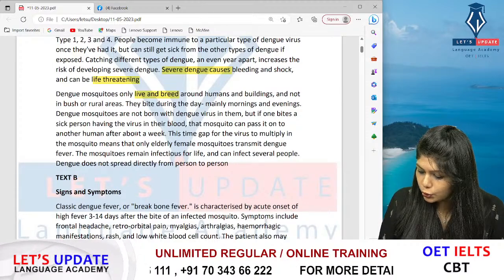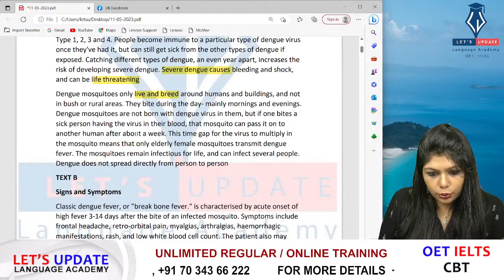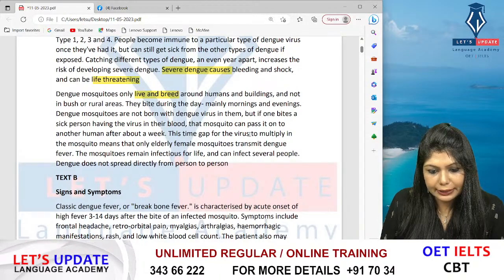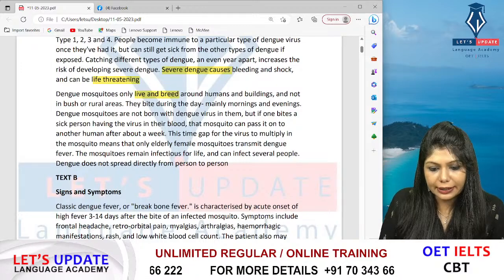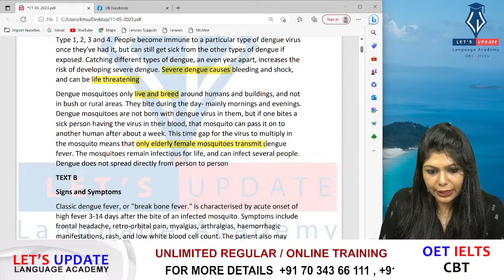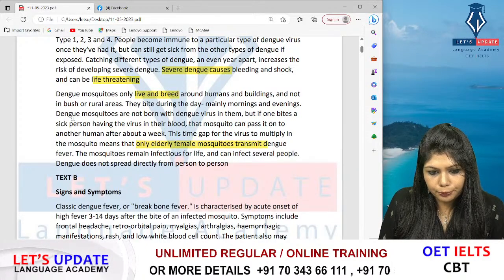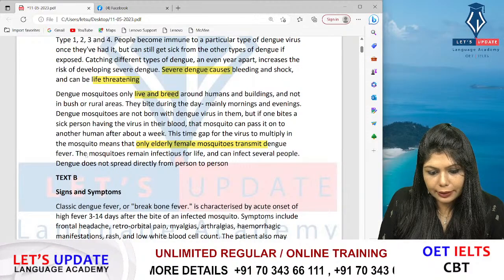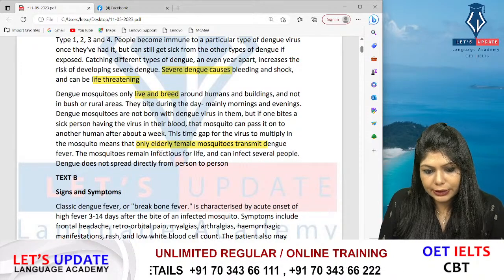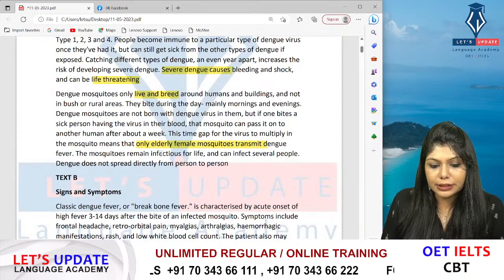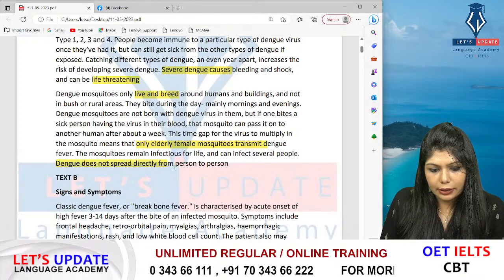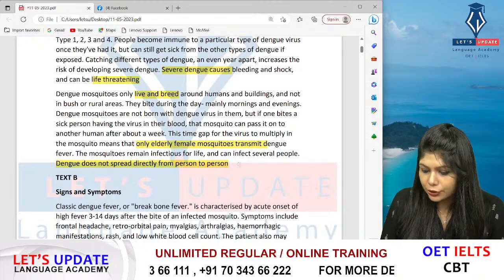This time gap for the virus to multiply in the mosquito means that only elderly female mosquitoes transmit dengue fever. So only elderly female mosquitoes transmit it. Then the mosquitoes remain infectious for life and can infect several people, and dengue does not spread directly from person to person. Let's highlight this information also.